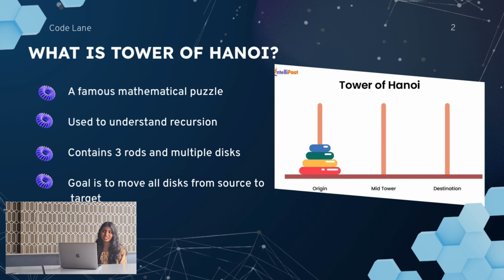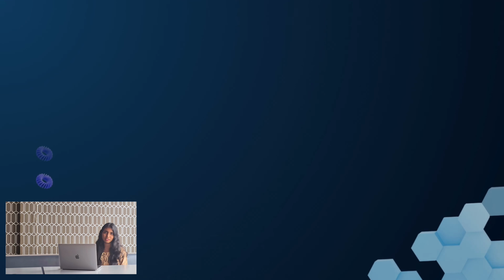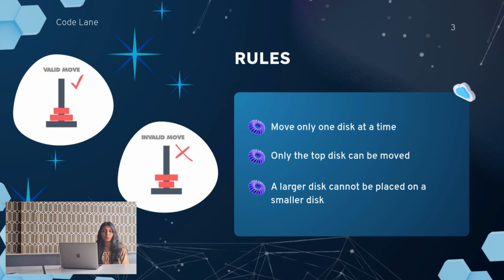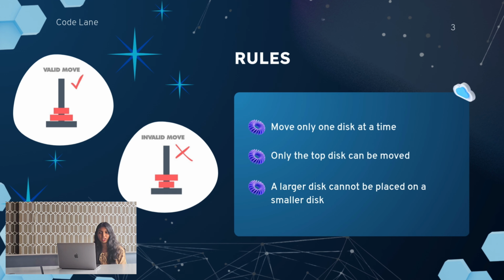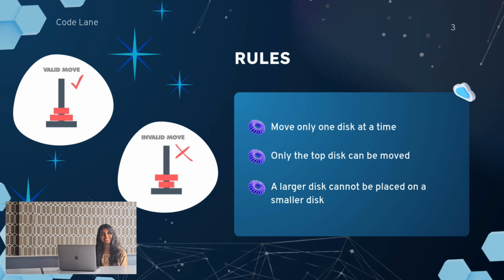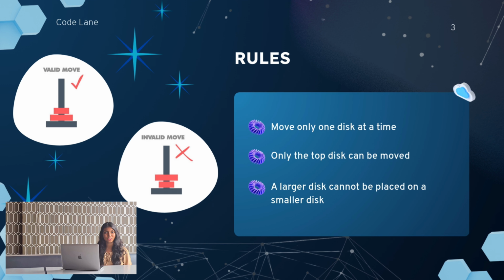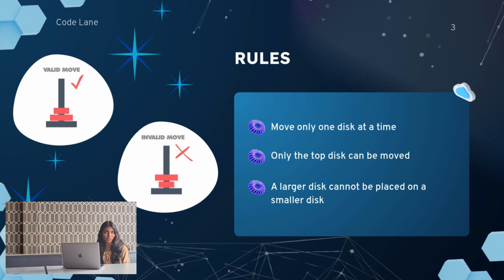These are the 3 important rules we must always follow. Rule number 1, move only one disk at a time. Rule number 2, only the top disk can be moved. Rule number 3, a larger disk cannot be placed on a smaller disk. Now, let's understand the main rules of the Tower of Hanoi puzzle. These rules may look simple at first, but they are what make the puzzle challenging and interesting.